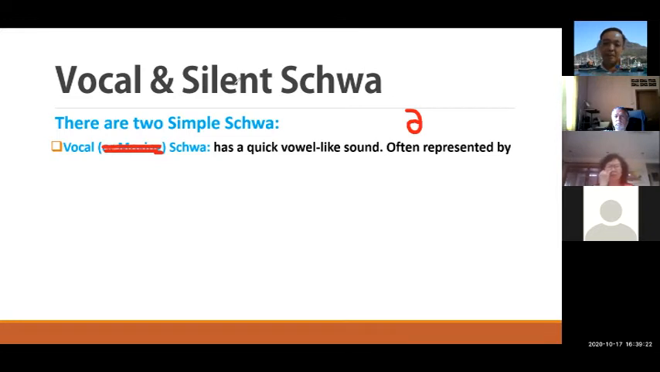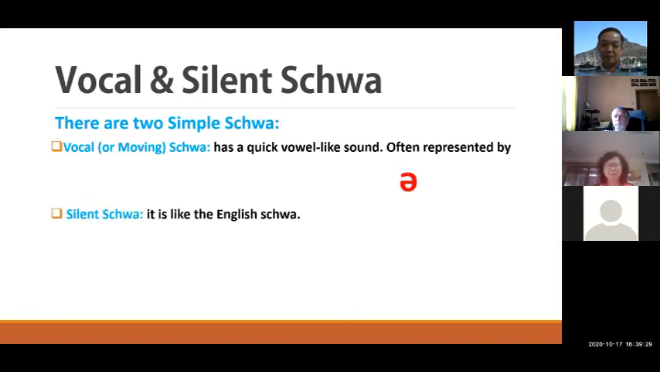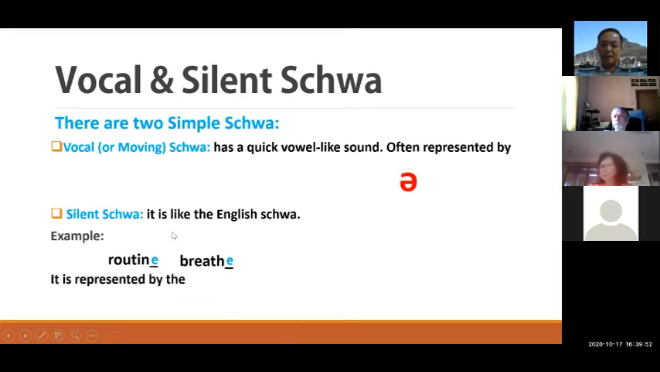Now, this is how it's represented, upside down E. The other one is a silent schwa. It's like the English schwa as well, and this is usually represented by just a dash here. Like the word routine. You don't actually say ro-u-tine, you say routine, because it is a silent schwa. Like brief, all right? So it's represented by just a dash.